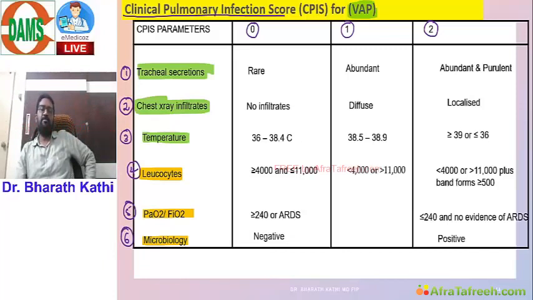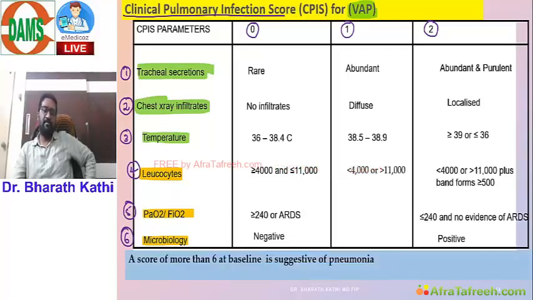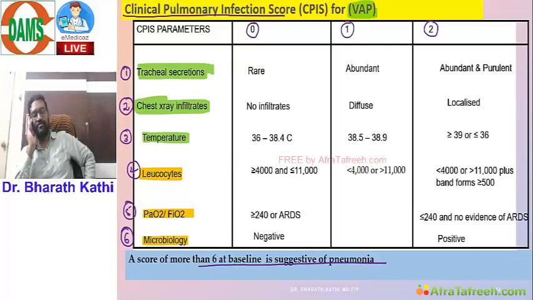Now when you suspect that there is ventilator associated pneumonia, a score of more than 6 at baseline is suggestive of new pneumonia. So that is ventilator associated pneumonia. You have to assess the patient with this scoring system. You have to take into consideration the consistency and quality of tracheal secretions. Are they rare, abundant and purulent?